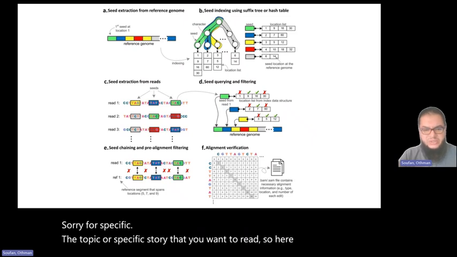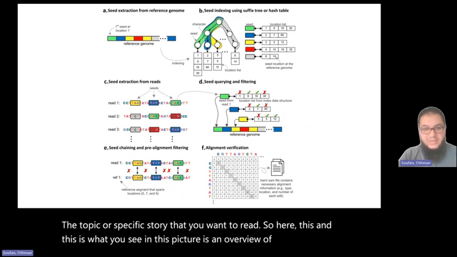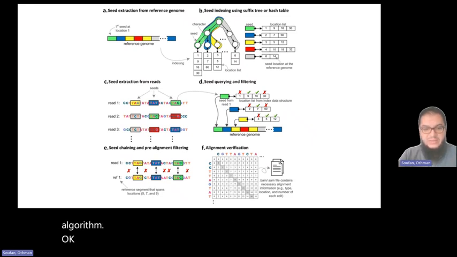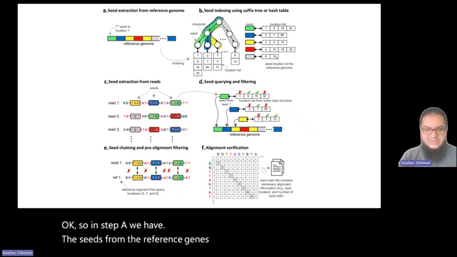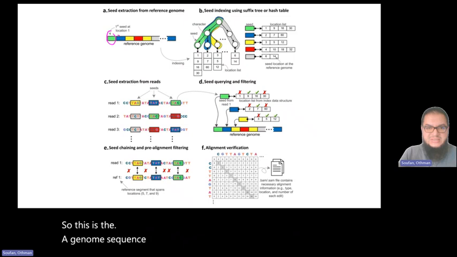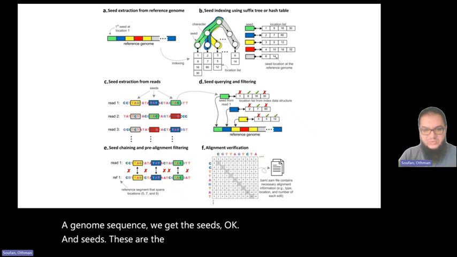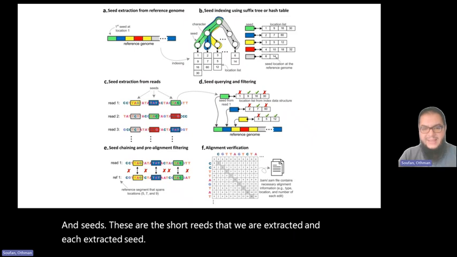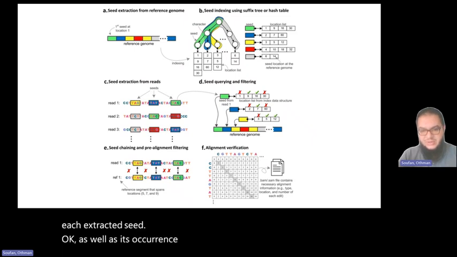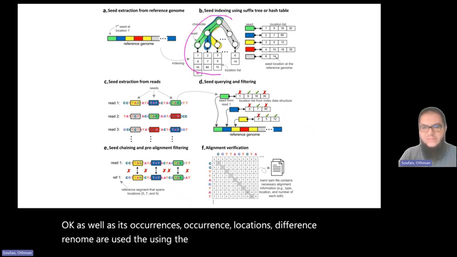So here, what you see in this picture is an overview of a read alignment algorithm. In step A, the seeds from the reference genome sequence are extracted. So this is the genome sequence, and we get the seeds. The seeds are the short reads that we extract, and each extracted seed, as well as its occurrence locations in the reference genome, are stored using the data structure of choice.